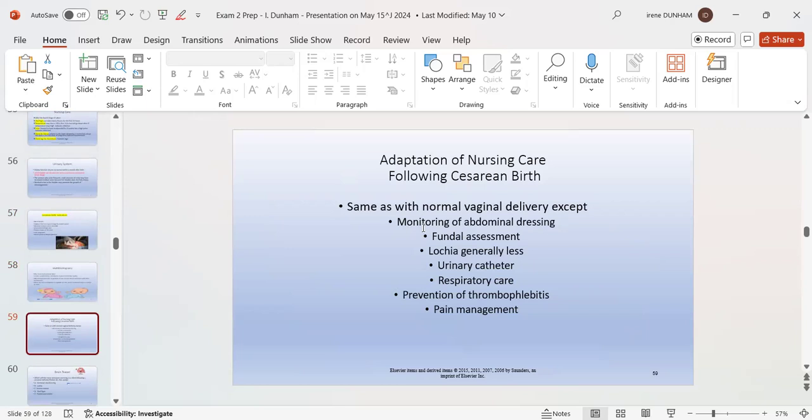So again, when you're monitoring her after a cesarean, you're in the recovery room with her. You're doing everything you would for a vaginal delivery, and then you add to it: monitor her abdominal dressing. Check her fundal height. Yes, you do on a cesarean. We've got to make sure that uterus is firm, so she doesn't have a heavy bleed. Lochia is usually less, but it's rubra, because rubra is 1 to 3 days after delivery. She'll have a urinary catheter, so you've got to monitor that. Do her I and O, and respiratory care, deep cough and deep breathing.